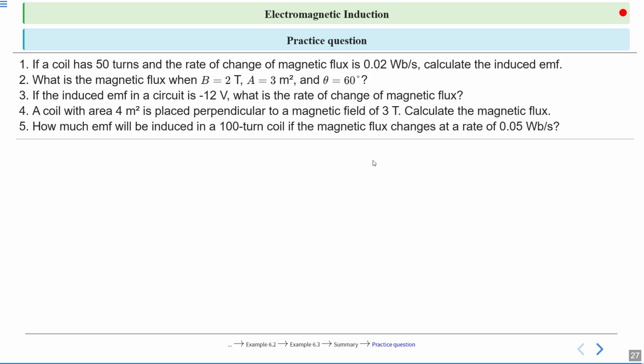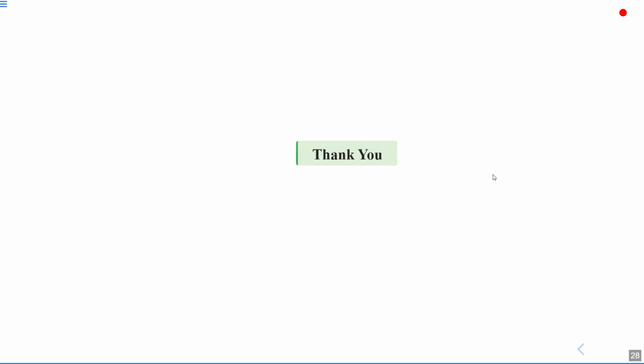So this Weber per second, what is given? Rate of change of magnetic flux means dΦ by dt is given. That's why the unit is Weber per second. Okay, so thank you, but don't go anywhere. We have to do DPP.